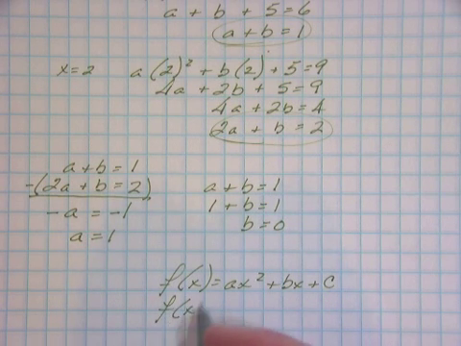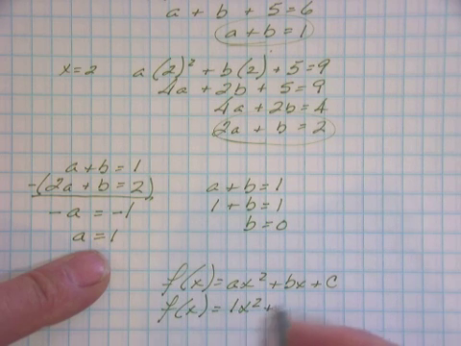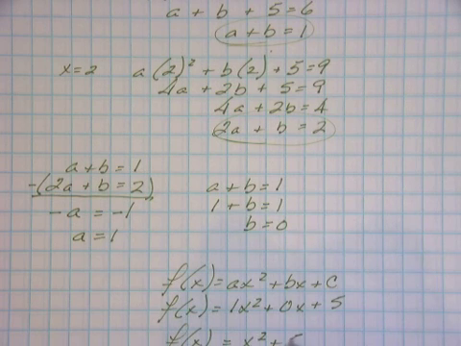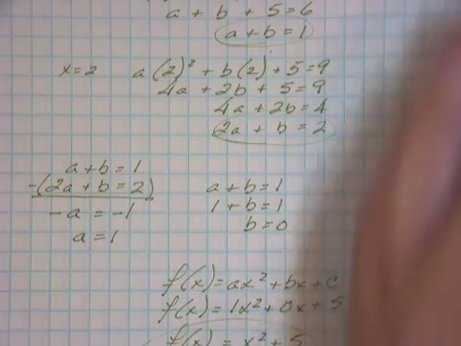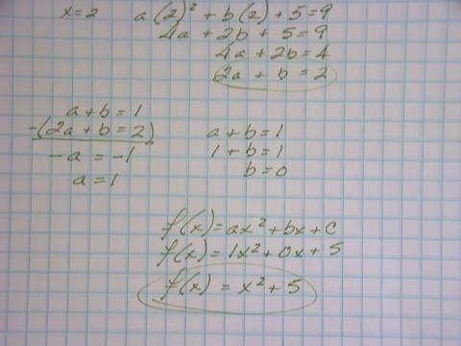Okay, so now I can write the equation. F of x equals ax squared plus bx plus c, and I plug in those numbers. F of x equals 1x squared plus 0x plus 5. I can do some simplifying and write this as f of x equals x squared plus 5. And there's the function. All right, you guys, these are complicated. So take your time, go step by step.